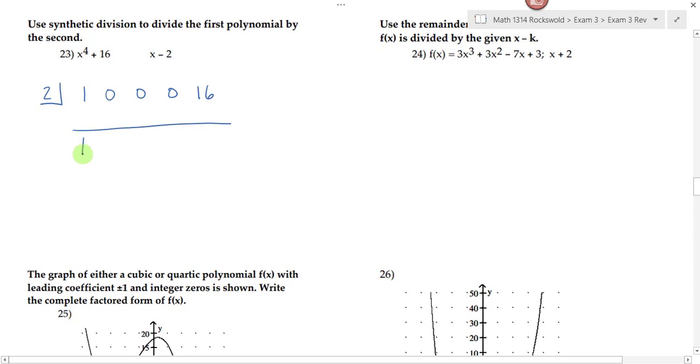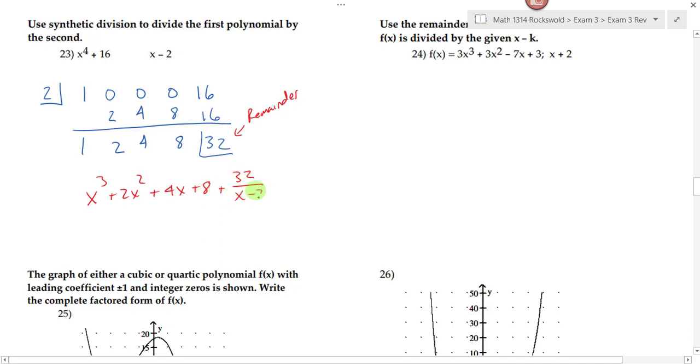So we begin by bringing down our first term, and 2 times 1 is 2, 0 plus 2 is 2, 2 times 2 is 4, 0 plus 4 is 4, 2 times 4 is 8, 0 plus 8 is 8, and 2 times 8 is 16, and 16 plus 16 is 32. So my remainder is 32, and I would say x to the 4th plus 16 divided by x minus 2 is equal to x to the 3rd plus 2x squared plus 4x plus 8, and then I would say plus 32 over x minus 2. In order to use synthetic division, you have to have a linear factor where the leading coefficient is 1.